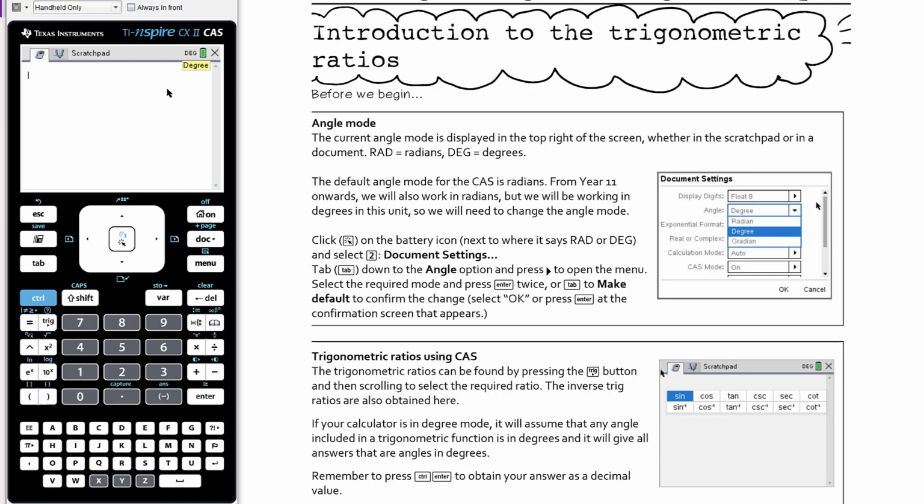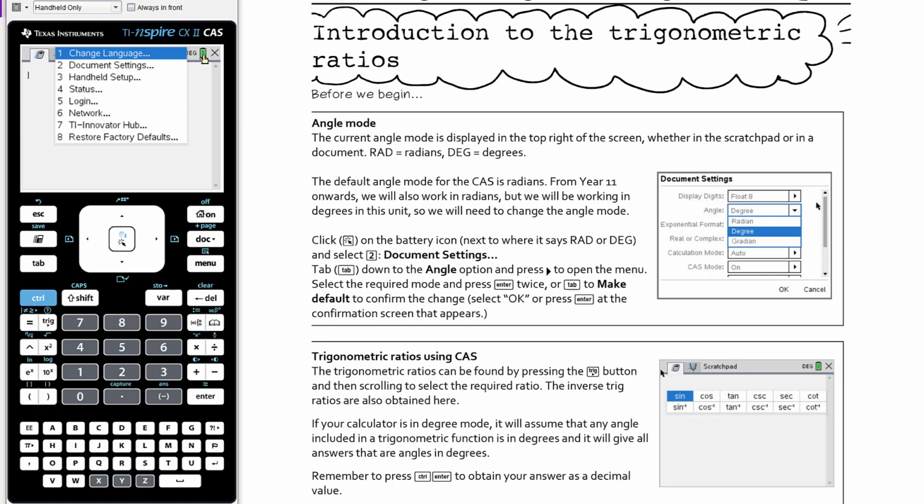That's fine. Your CAS might say rad, R-A-D, up here, suggesting that it's in radian mode, in which case you're going to want to know how to change that. So if we're in the wrong mode, we're going to want to go up here in the scratch pad, or in document mode as well, but I encourage you to work in the scratch pad in this course. We don't need to do anything more than calculations and graphing, and I think it's easier for you to keep things neat and tidy in your scratch pad. So we're going to hover over to the battery. The same instructions will work in your document though.